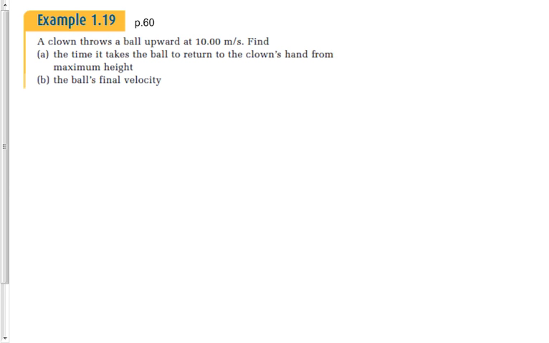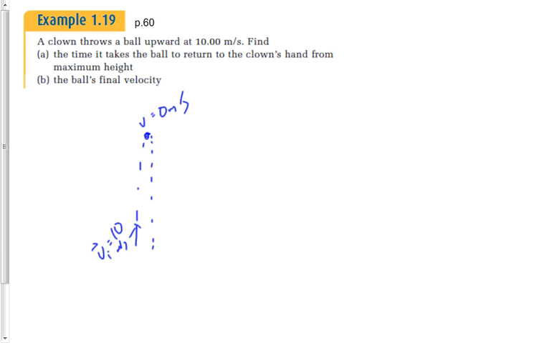The time that it takes the ball to return to the clown's hand, so the ball goes up, leaving with an initial velocity of 10 meters per second. It goes up. What's the velocity here? 0. It stops, right? And then it comes back down. I can answer B right now.